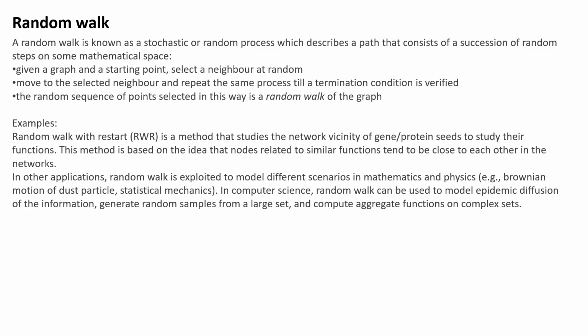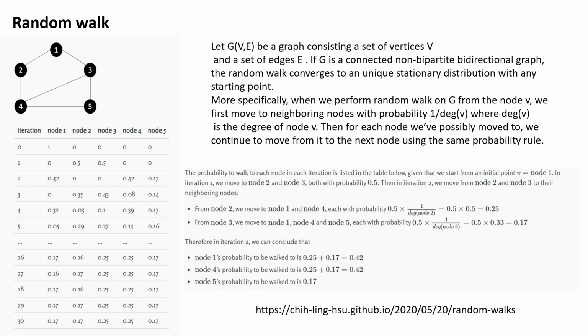Okay, moving on. This is a little bit more on how random walk occurs. Basically, you're given a graph having v nodes and e edges, and if the graph is connected, non-bipartite and bidirectional, so basically undirected and non-bipartite, and if G satisfies this condition, then the random walk converges to a unique stationary distribution with any starting point.